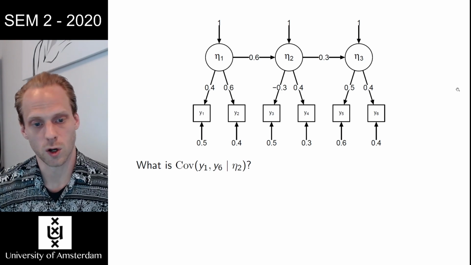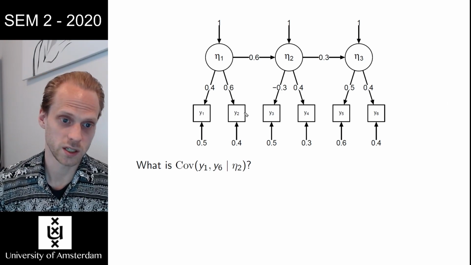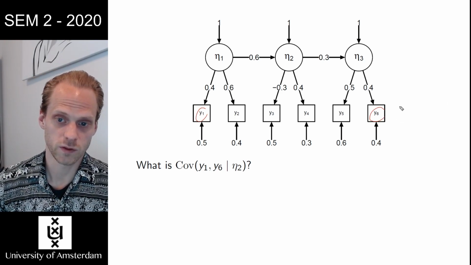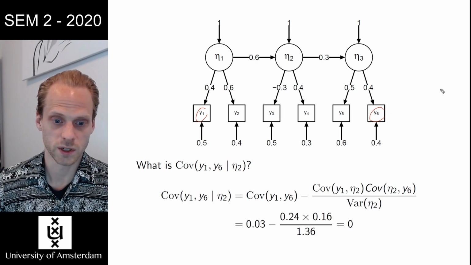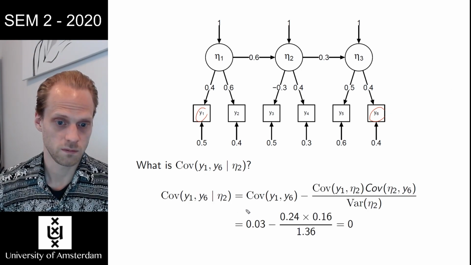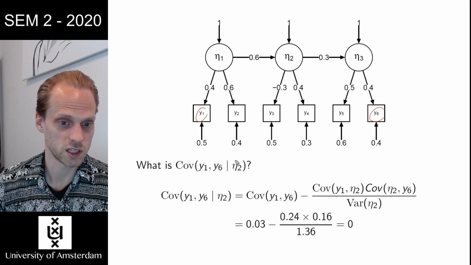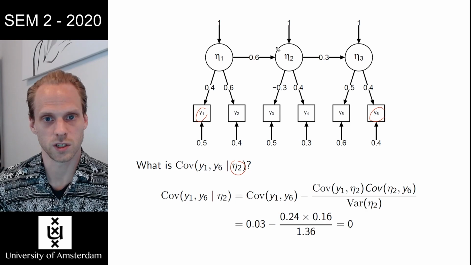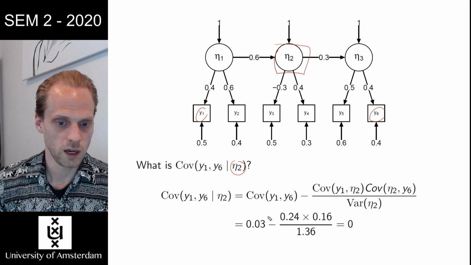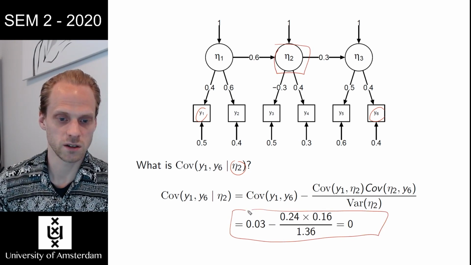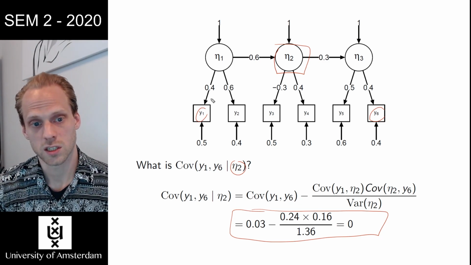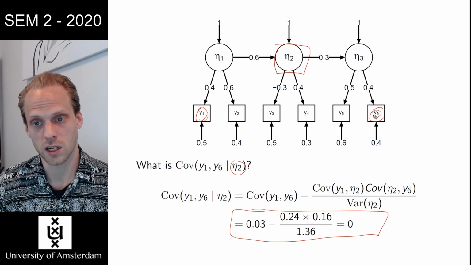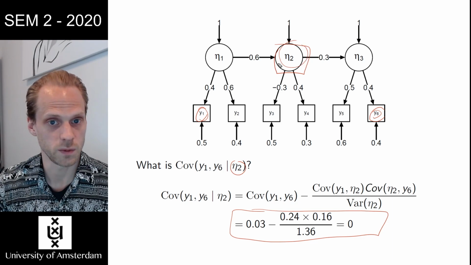So what's the covariance between y1 and y6, right? And we can just fill in these things in the Schur complement. And then we get the covariance of y1 and y6 given eta 2, right? So we condition on eta 2. And then the Schur complement gives us exactly 0, which is nice. So this tells me that these are indeed independent of each other after conditioning on this middle part in the chain.